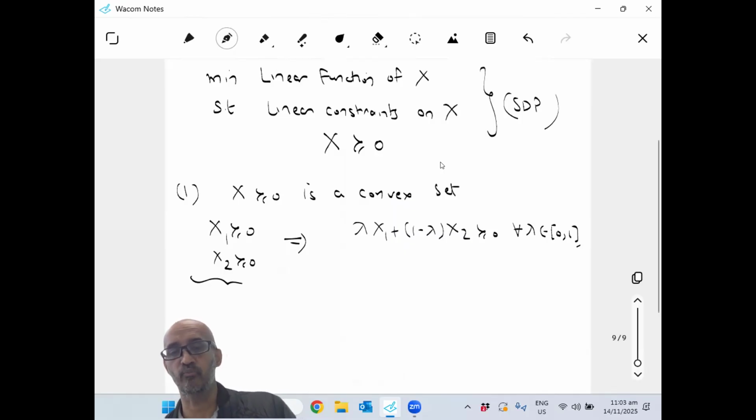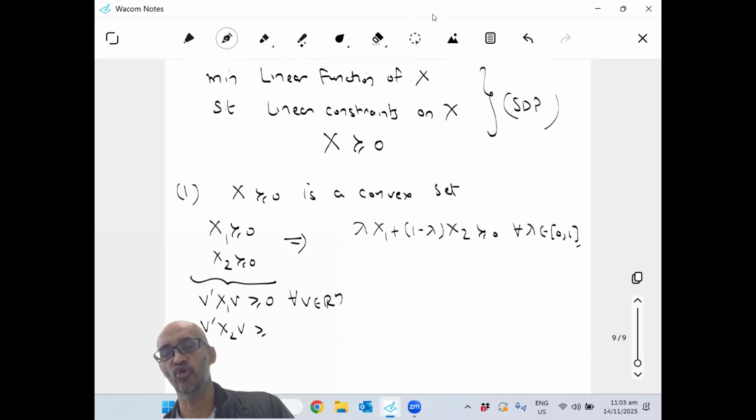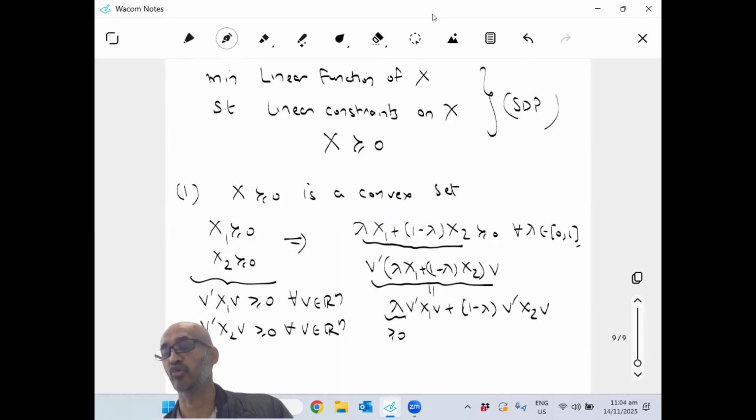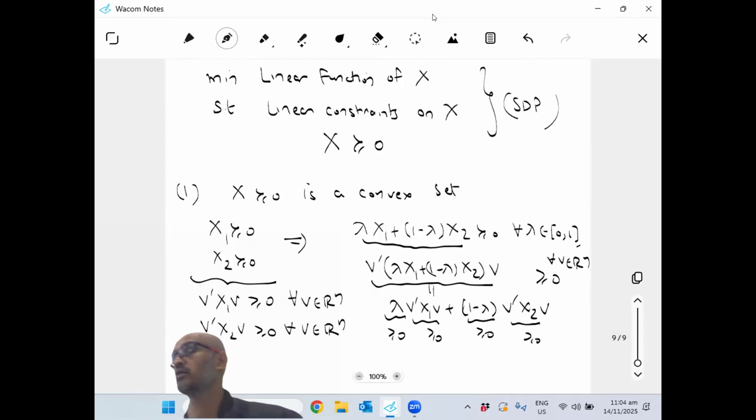What is the definition of PSD? V transpose X1 V is non-negative for every V in R^n, and V transpose X2 V is non-negative for every V in R^n. If I want to show this matrix is positive semi-definite, I have to take V transpose (lambda X1 plus 1 minus lambda X2) V. Now I have to simplify this by expanding. So take lambda out: lambda V transpose X1 V plus 1 minus lambda times V transpose X2 V. But lambda is non-negative because lambda is between 0 and 1, and 1 minus lambda is non-negative. Because X1 is positive semi-definite, this number is non-negative. This number is non-negative. So I'm adding up products of non-negative terms, so this has to be non-negative for every V. So that's a convex object, basically. The set of positive semi-definite matrices is a convex set.